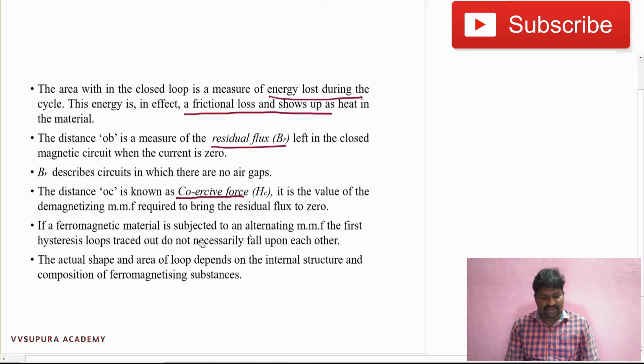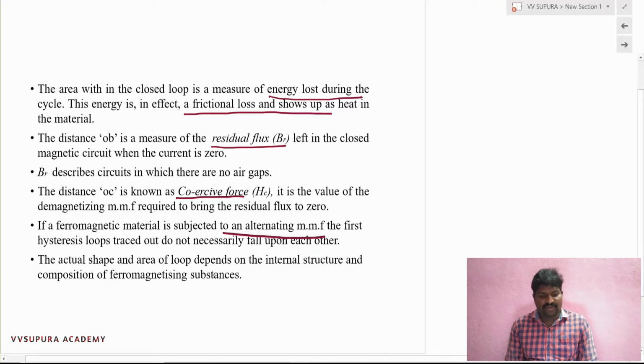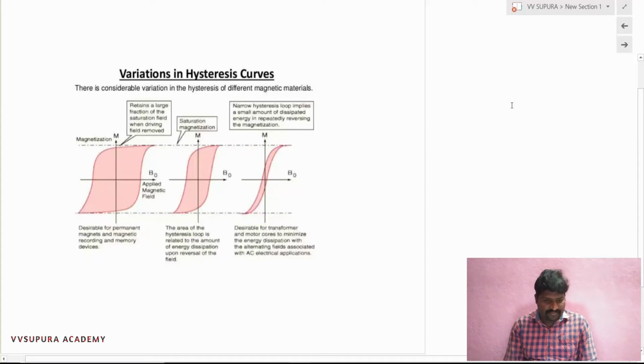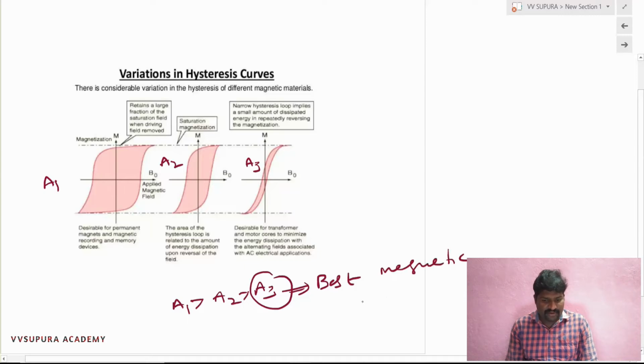If your ferromagnetic material is subjected to an alternating MMF, the first hysteresis loop traces do not necessarily fall upon the later ones. Suppose you have drawn one hysteresis loop one time; if you draw the same hysteresis loop for the same material again, it may not be the same. It may be different, but we have to take the first one. The actual shape and area of the loop depends on the internal structure and composition of the ferromagnetic substances. So here, suppose the areas are A1, A2 and A3, where A1 is greater than A2, and A2 is greater than A3. A3 represents the best magnetic material.